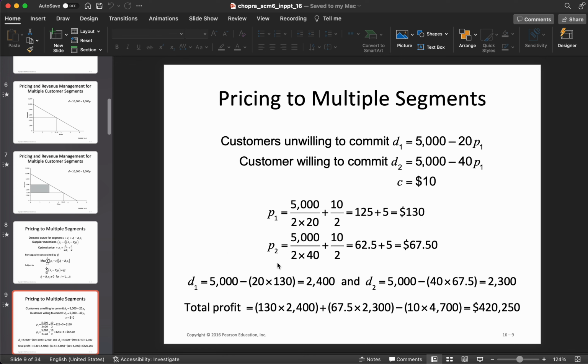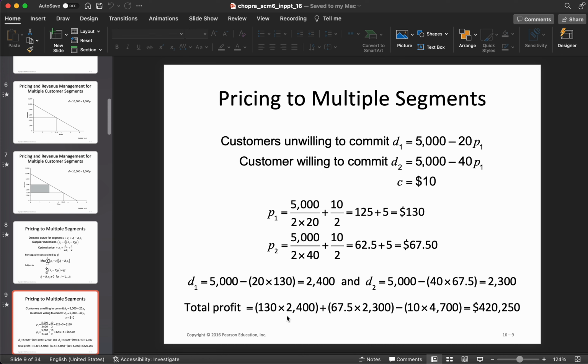Right? Okay, so once you have the price, you can calculate demand. If the price is 130, I can plug in 130 here and find that demand is 2,400, and then I plug in 67.50 into the second one, and I find the demand is 2,300, almost equally balanced.